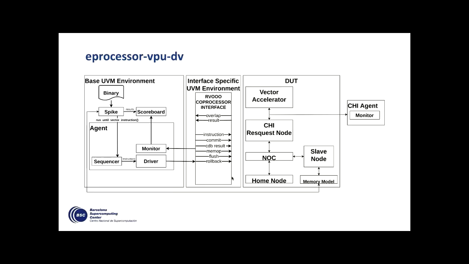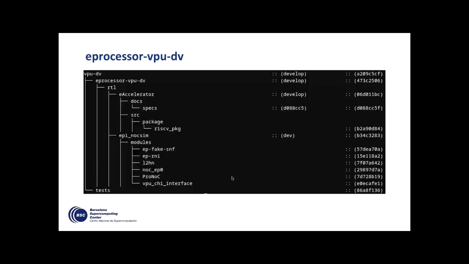Here we have an example also of the folder structure for this project. We can see the base verification environment, the project specific one, the RTL, and the test folder, which is specific for this project. And again, a GitLab pipeline running a set of ISA tests.